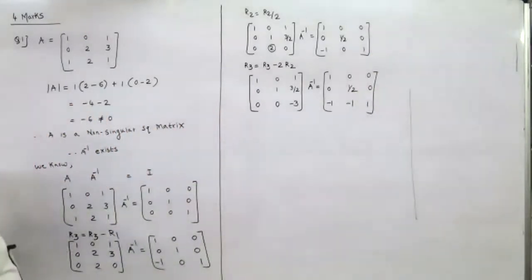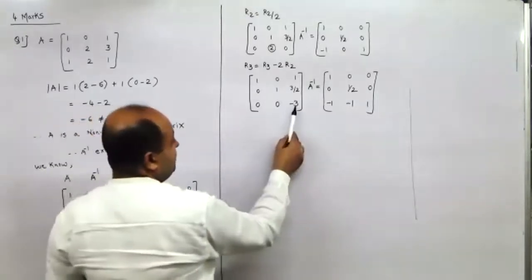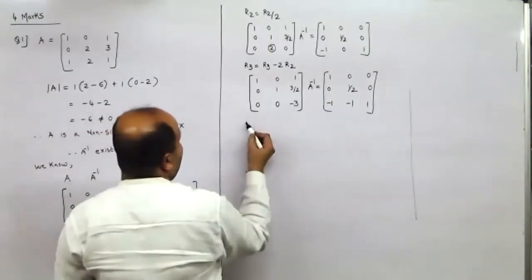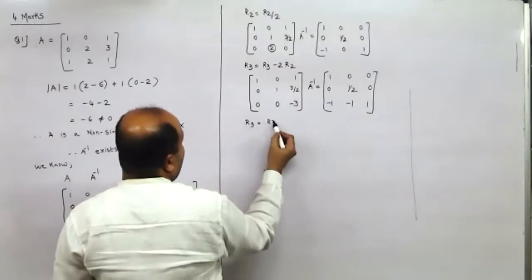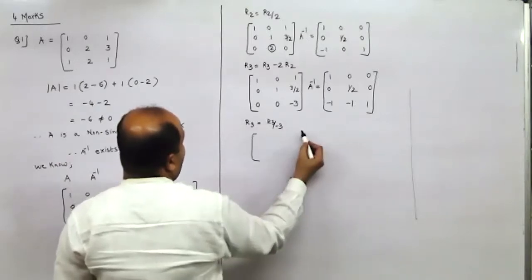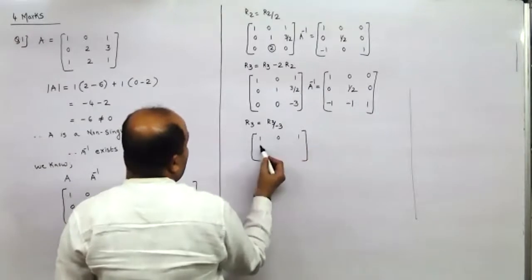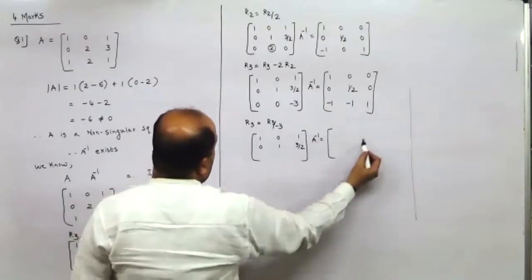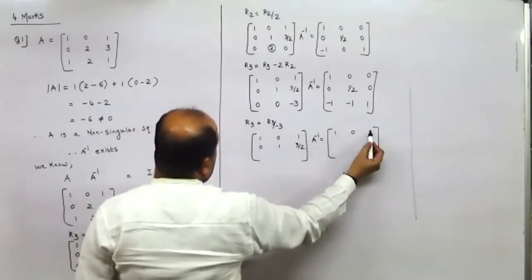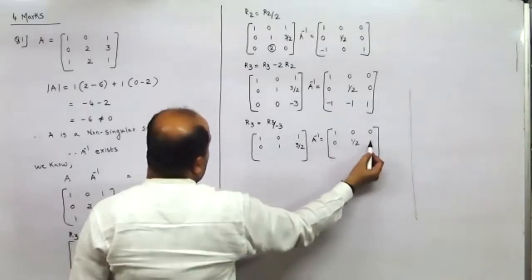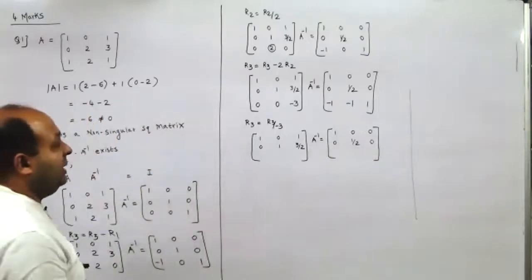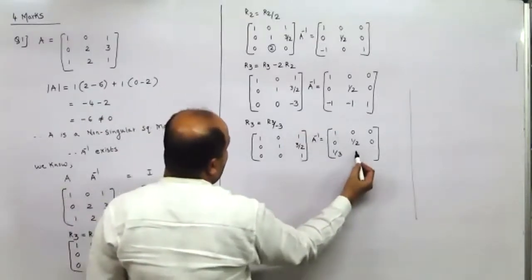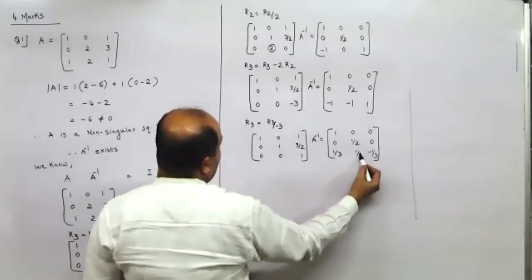Next, after you're done with this, you need to make this 1 using the element below it. There is no element below it. So we'll divide it with minus 3. So R3 is R3 divided by minus 3. I would get here 1, 0, 1. This is 0, 1, 3 by 2. A inverse equal to, this is 1, 0, 0. This is 0, half, 0. Now, when I divide by 3, I'll get 0 here, 0 here, 1 here, 1 by 3 here, 1 by 3 here, minus 1 by 3 here.